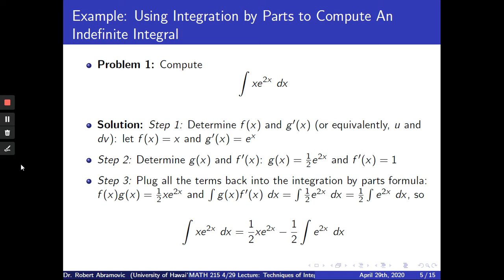Next step is to plug all terms back into the integration by parts formula. f of x times g of x is equal to 1/2 times x times e to the 2x.